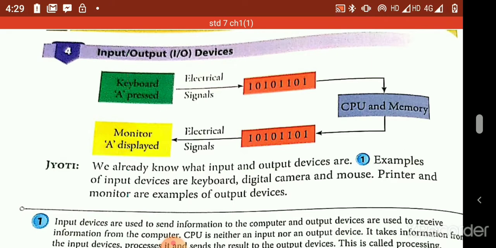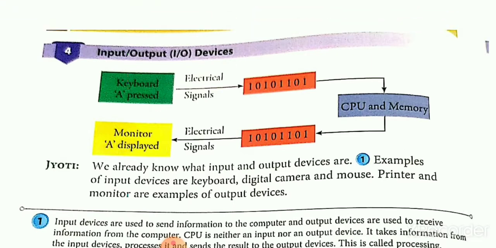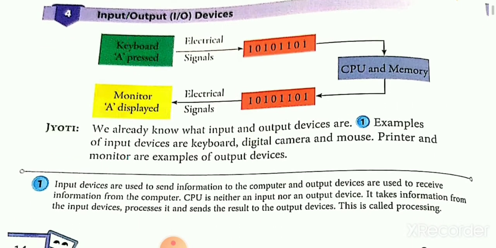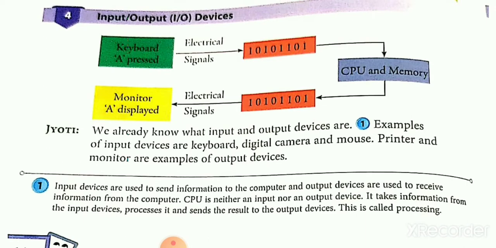Look at this figure. We press a key on the keyboard. It converts the key to a code with the use of electrical signals and it's stored in the CPU, and the CPU starts to process and gives the output to the monitor. With the use of the monitor you can show the output. We already know what input and output devices are.